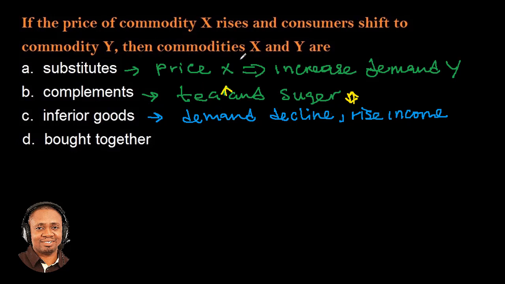So that doesn't fit into the question whereby consumers shift to another commodity due to rise in the price of the substitute good. Then lastly, the last option, D, bought together. They are not bought together as given in the question. There is a shift from one commodity Y to commodity X. So answer option A seems to be the perfect answer.